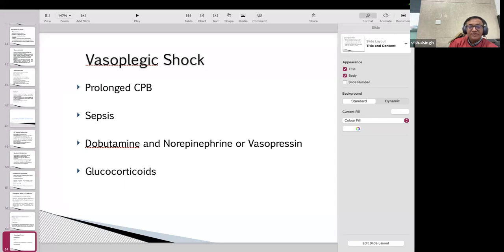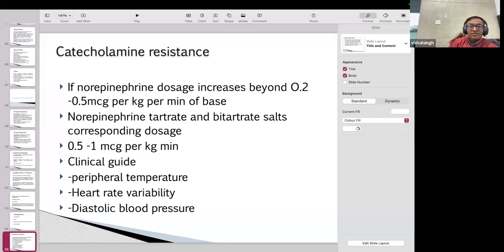Vasoplegic shock, prolonged CPB, sepsis, in both these situations, it's not there. A combination of norepinephrine, vasopressin, along with dobutamine, epinephrine works better along with steroids. And if there's catecholamine resistance, now how do you define catecholamine resistance? This is something which I want you to remember.